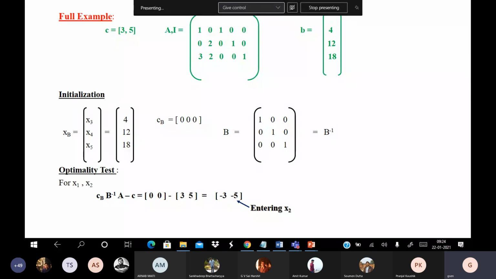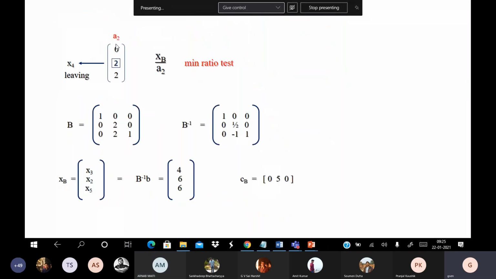So what is the column for x2? 022, right? Fine. So that's why I've written here 022. That is the A2. That means the column for x2 is 022. And you know the right hand side 4, 12, 18. So you divide it. So 4 divided by 0, you don't do it. Then 12 divided by 2 and 18 divided by 2. So you choose these two.